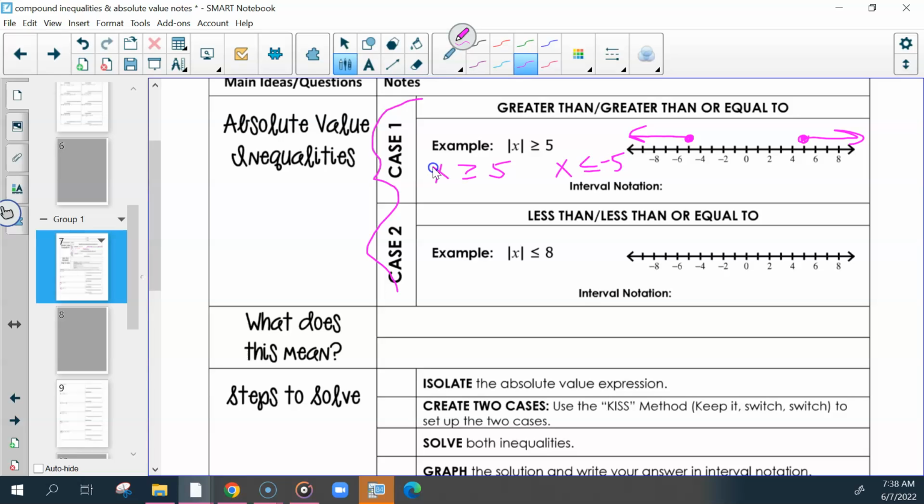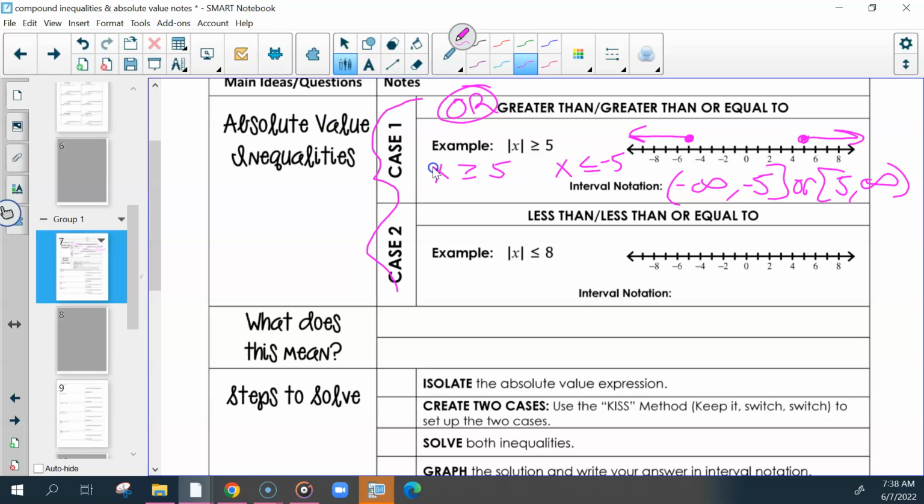So if you start off with a greater than, this is going to be an or inequality. And then your interval notation would be from negative infinity to negative 5 with a bracket, or 5 to infinity. And then we can assume the opposite is also true, that if we start off with a less than, then we'll have an and, but we'll see how that goes.